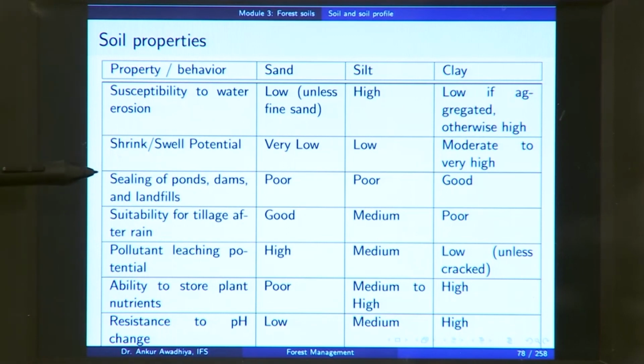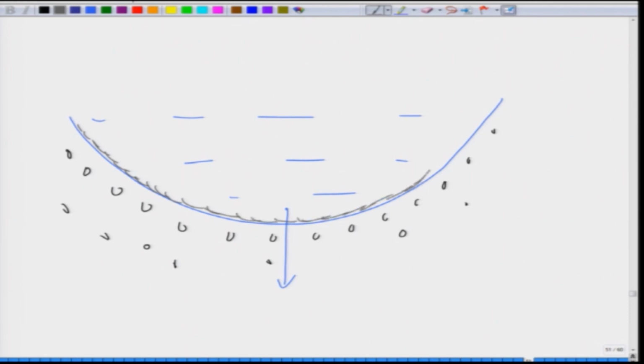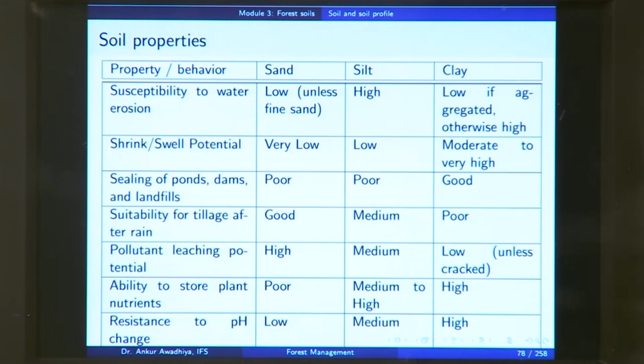Now, if we want to use these soils for sealing of ponds, dams and landfills, then clay is a very good soil for sealing the bottom layers of a pond. Why is that so? Suppose you have a pond in an area with sand predominant soil. Any water that comes into this pond will just pass through, but if you add a layer of clay to the bottom, this clay will form an impermeable layer and the water will be retained in the pond. So for sealing of ponds, dams and landfills, clay is a very good soil, and sand and silt hardly have any utility for sealing purposes.